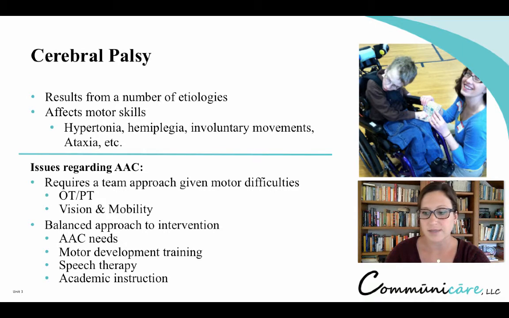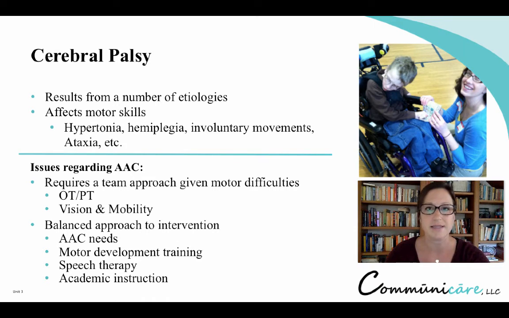One diagnosis that we see quite frequently within the field of AAC is cerebral palsy. Cerebral palsy can result from a number of different etiologies. It affects motor skills, and so an individual with cerebral palsy can present with some spastic movements or involuntary movements. They could have a hemiplegia or hemiparesis. They could have relatively good use of their hands and arms, or just their legs may be affected. So their physical presentation can vary considerably.